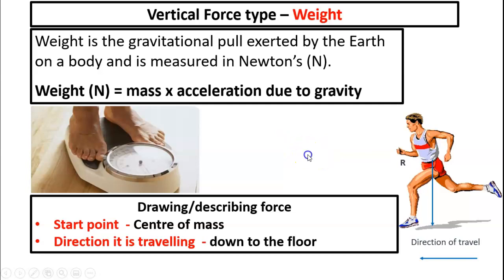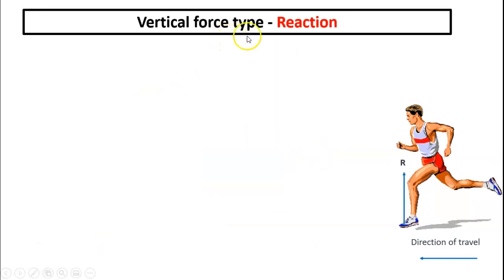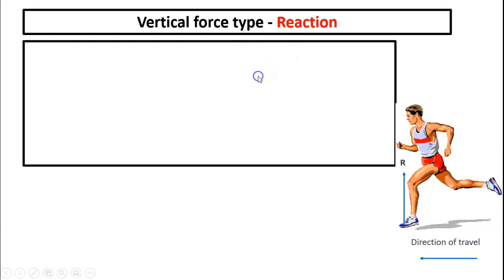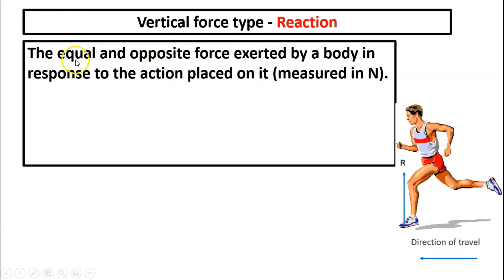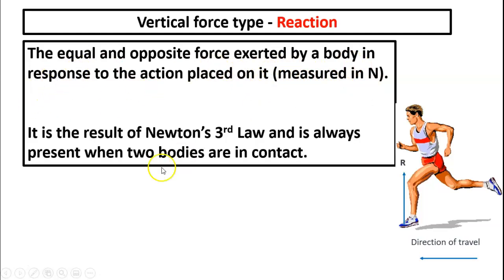So if we go on to our next vertical force, our next vertical force is reaction. As I said before, a reaction force is the equal and opposite force exerted by a body in response, in reaction, to the action placed on it. It can also be measured in newtons, though we're not so bothered about that for now. So if we've got that on there, that is the key section. If you want to add this to it, this is just something to keep in: it is the result of Newton's third law.